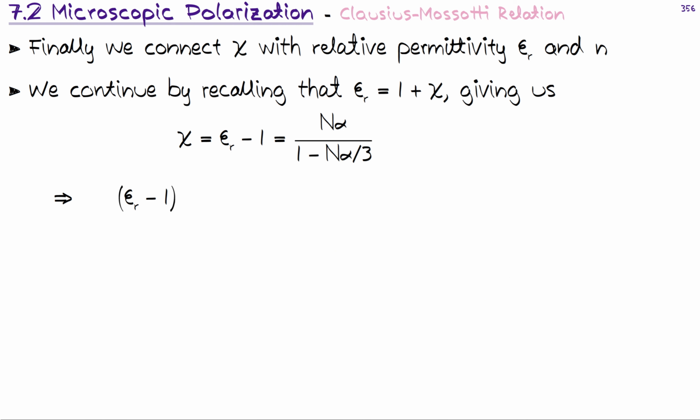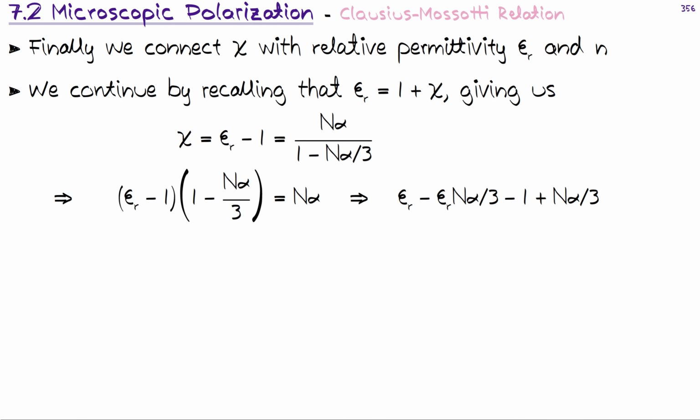So we are left with epsilon r, the relative permittivity of our substance, minus 1, times the term that was in the denominator, so 1 minus n alpha per 3, and this is equal to n alpha. And now we can multiply these terms inside the parentheses together. So we are left with epsilon r, and then we have epsilon r times n alpha per 3 minus 1 plus n alpha per 3, if I did the math right, and that equals n alpha. So we just multiply those terms inside the parentheses.